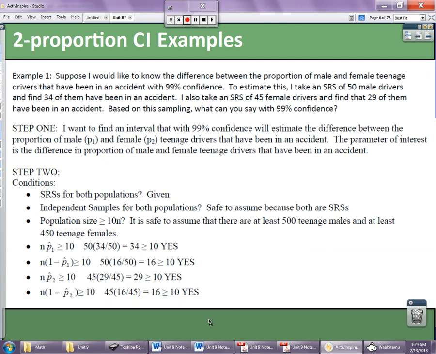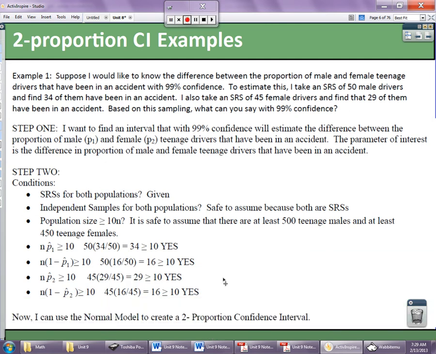So now my conditions. Yes, I still need to make sure that my conditions are true for both of my different proportions. So step 2, my conditions are a simple random sample for both. That is given. Independent samples for both. It's safe to assume because they're both simple random samples.